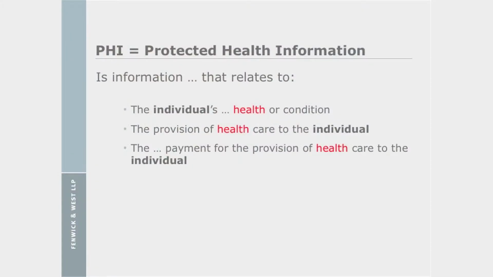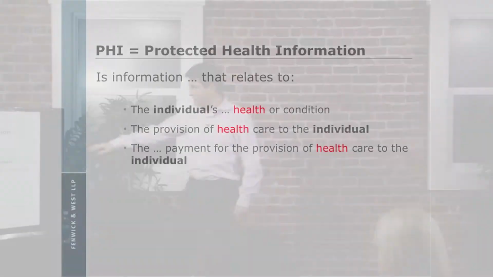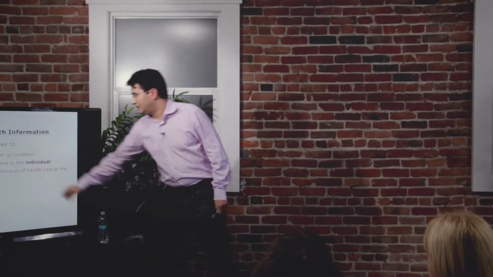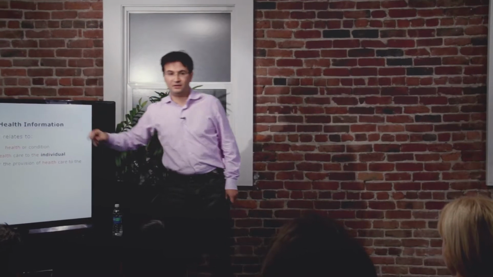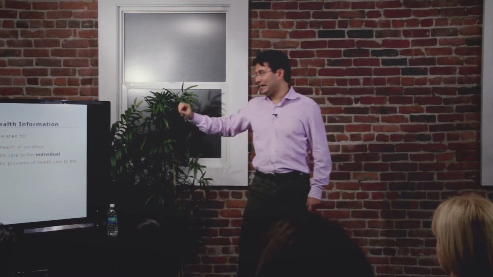So let's go back to the definition of PHI, which is really what you guys need to pay attention to here. Protected health information: information that relates to the individual's health or condition, the provision of health care to the individual, or the payment for the provision of health care to the individual. You see the two common denominators, individual and health. So it's got to be information that relates to an individual, and it does have to relate to health care.